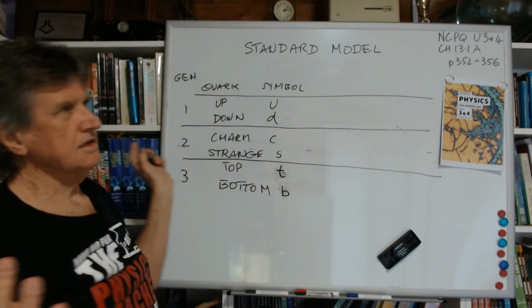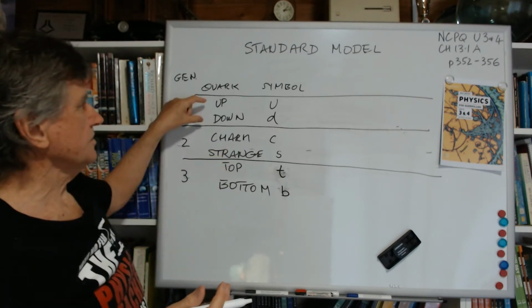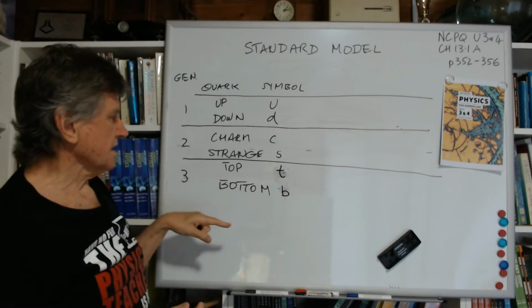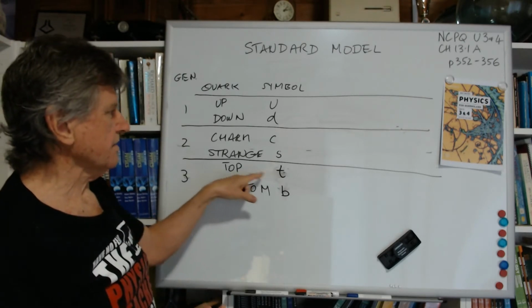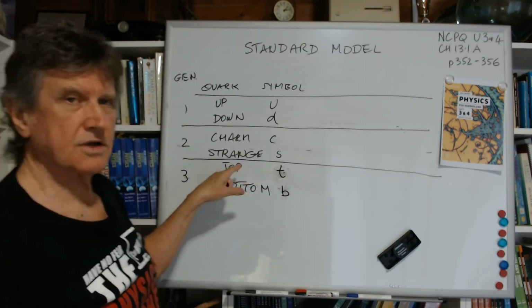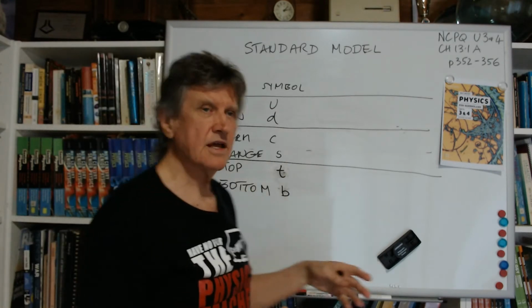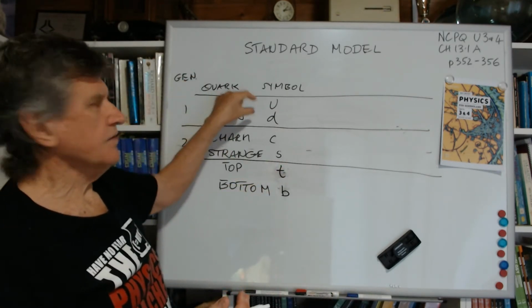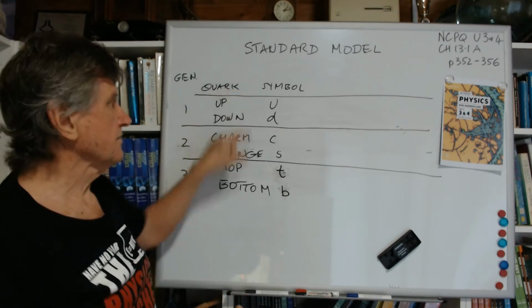Probably about 98% of the universe is made up of up and down quarks. These things are very unstable. Look, some of these quarks are quite heavy and very unstable. So the ones you are going to deal with mostly are the up and down quarks.